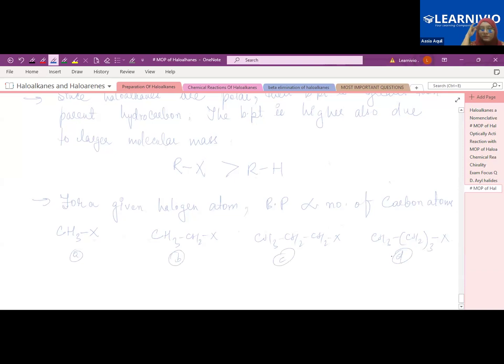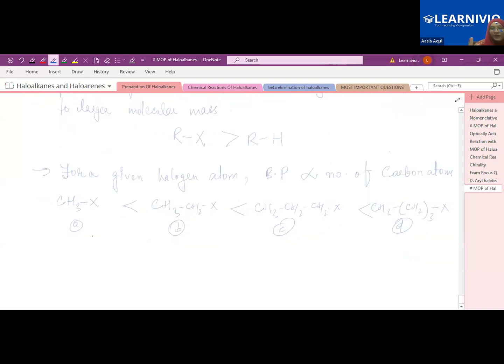B has the highest boiling point. Yes, very good, because boiling point is directly proportional to the number of carbon atoms. And here the number of carbon atoms is 3 plus 1, 4 carbon. After that, this CH3 with 3 carbon chain. After that, 2 carbon chain. After that, this CH3X. So it depends on the number of carbon atoms, but the condition here is that the halogen atom should be the same.